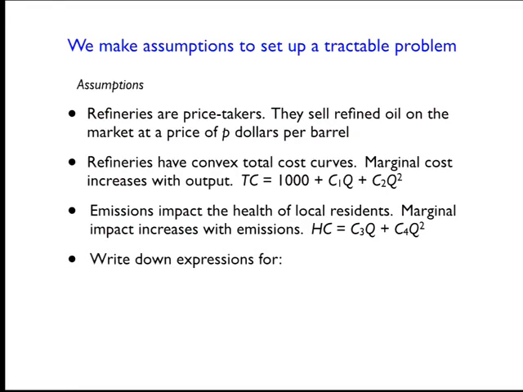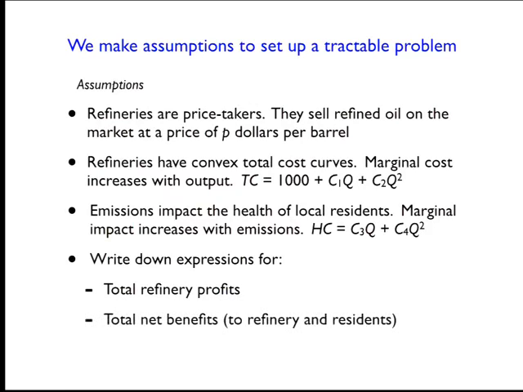So hopefully you guys are in your groups. I just want to do a quick group exercise. I want you to write down the total refinery profits and the total net benefits, taking into account all of the costs and benefits associated with oil production, both on the private side and the social side, so total net benefits to both the refinery and the residents. Also say which things here are parameters that are being taken as given, and which things are choice variables. I'm going to give you a few minutes to talk briefly about that, and then I'll either group or volunteer, or I'll just pick a group to give their answers.